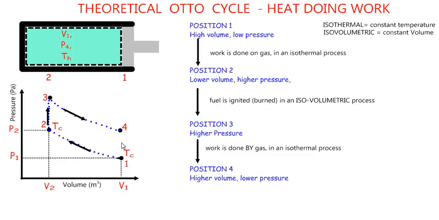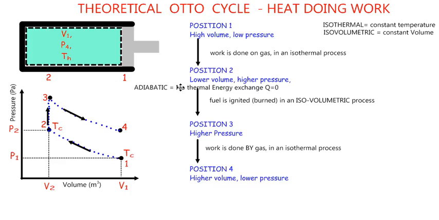So between positions 3 and 4, work is done by the gas, and this process is also isothermal, but at a higher temperature than between 1 and 2. So 1 and 2 are at a colder temperature as compared to 3 and 4. As this process takes place quite fast, we also know it as an adiabatic process where no thermal energy exchanges are taking place. So not only is between 1 and 2 an isothermal process, but it's also adiabatic.